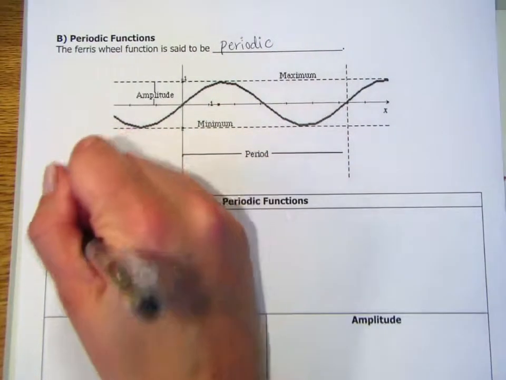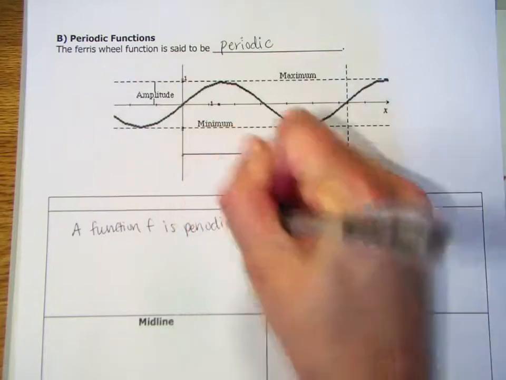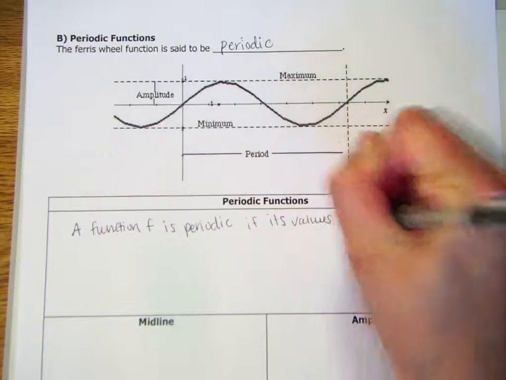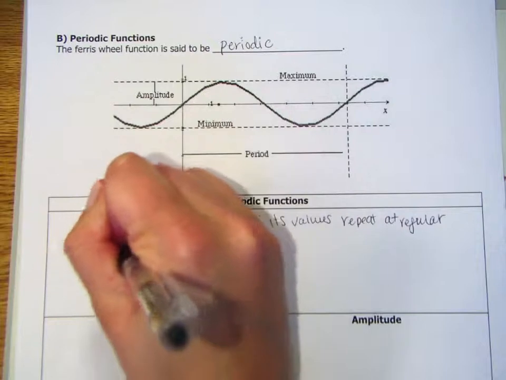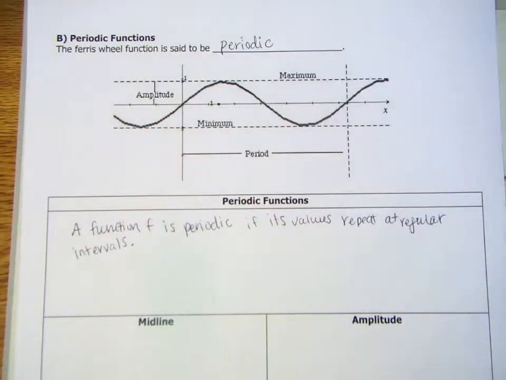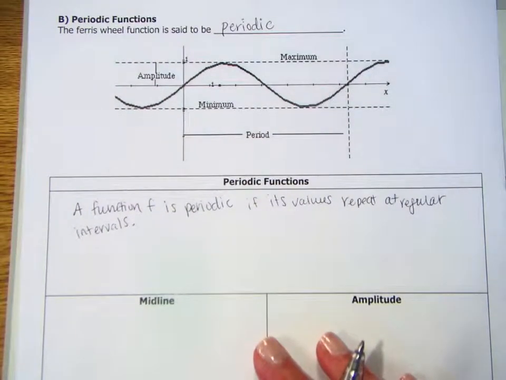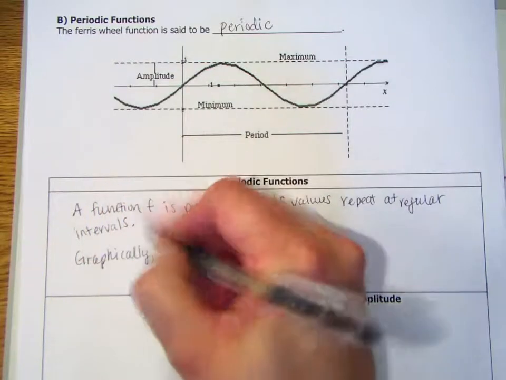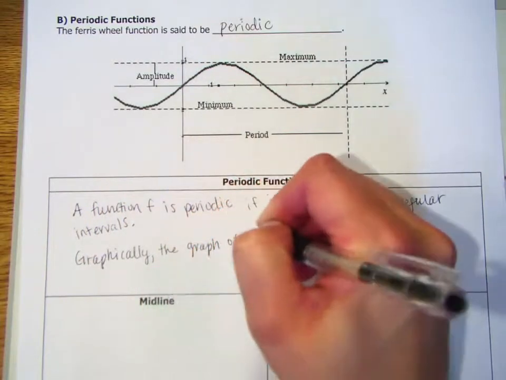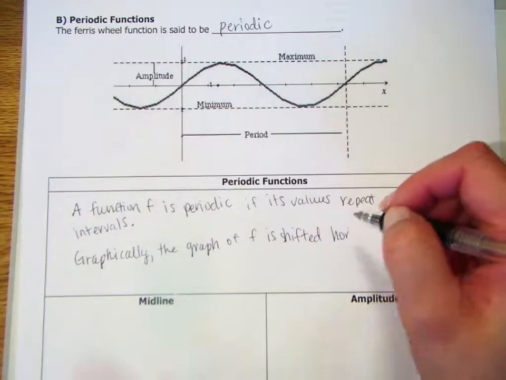So a periodic function is a function f if its values repeat at regular intervals. Graphically, we can explain this by taking the graph of your function and just shifting it over.